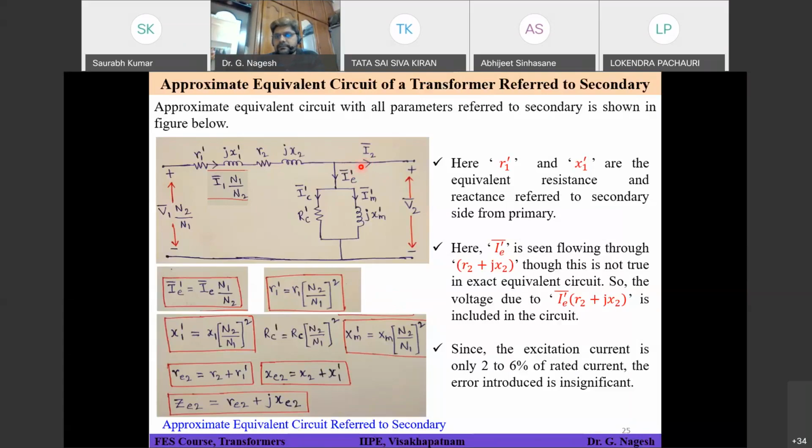You're understanding, na? Let's consider a 100 kVA transformer and the secondary voltage V2 is 230 volts. What will be the current I2 on the secondary approximately? You're able to hear me, right?